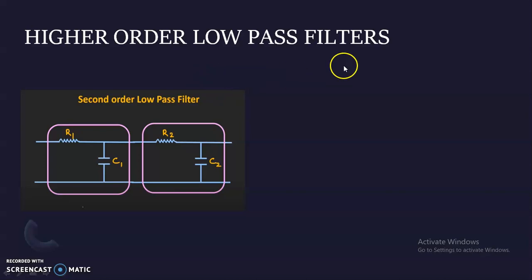Now coming to higher order low pass filters, this is a second order low pass filter which is simply formed by cascading two first order RC low pass filters. Now there is a restriction to this, that being the impedance of the second low pass filter will actually affect the cutoff frequency of the first low pass filter. So there has to be a buffer between them. Without the buffer, the FC of the first low pass filter will be affected.